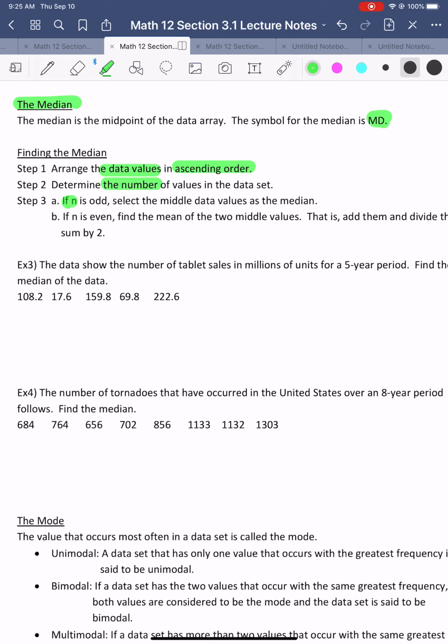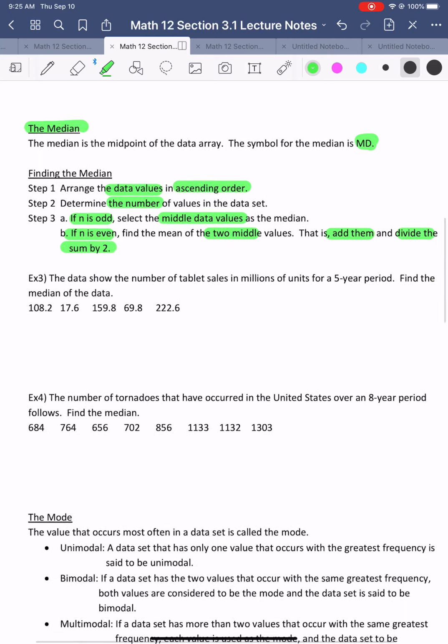So if there is an odd number of values, select the middle data value. The middle number will be the median. But if the numbers are even, you get the two middle numbers. So what do you do? Add them up and then divide by 2. All right, so we have to decide it.